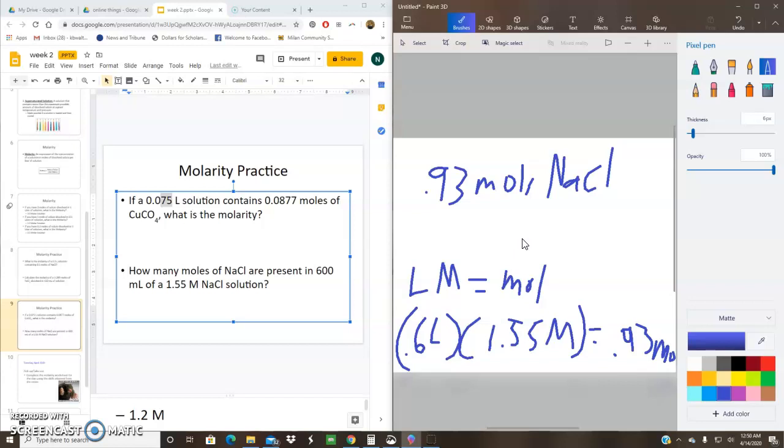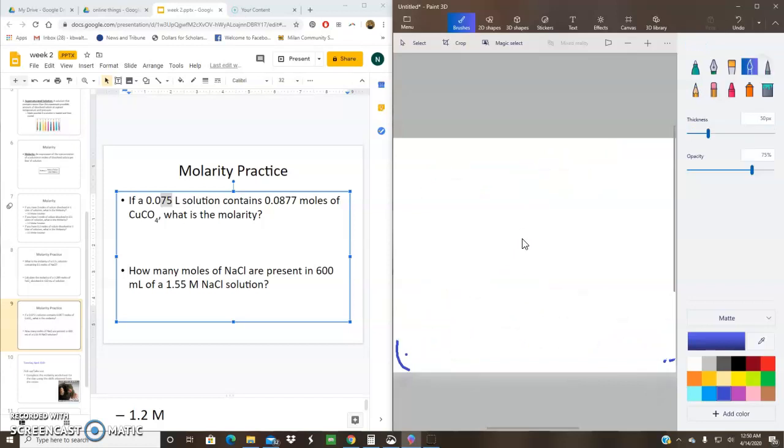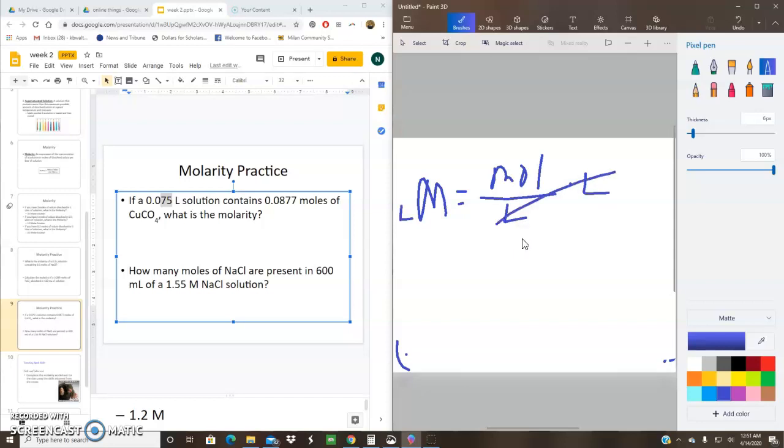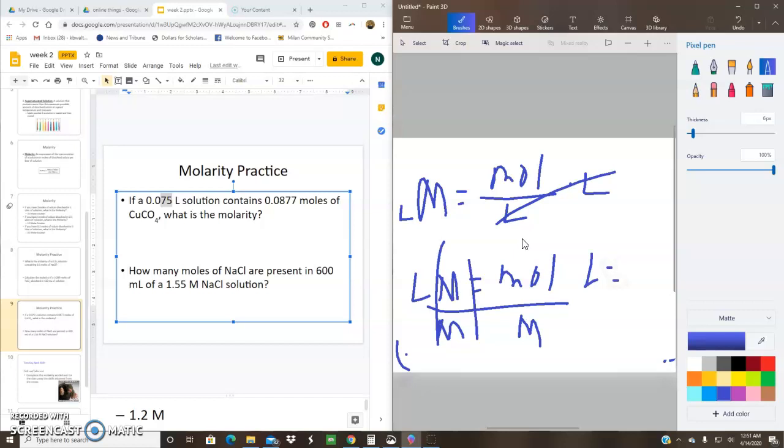You might be asked to find liters at some point. Let's take a quick look at how to do that algebraically. If you're asked to solve for liters, you just have molarity is equal to moles over liters. You're just going to multiply liters over just like you did a second ago, leaving you with liters times molarity is equal to moles. And then you just divide molarity over, leaving you with liters is equal to moles over molarity.